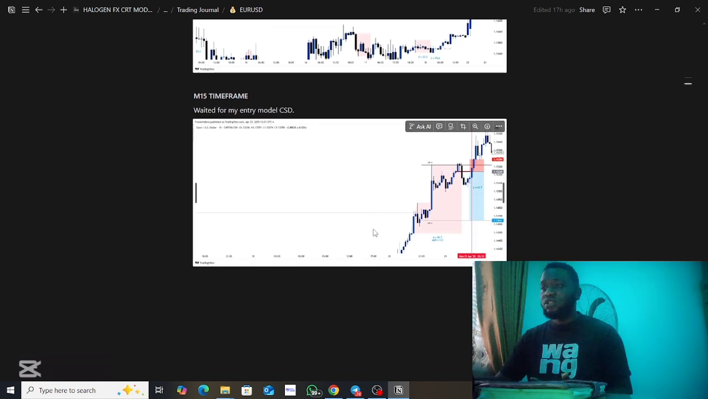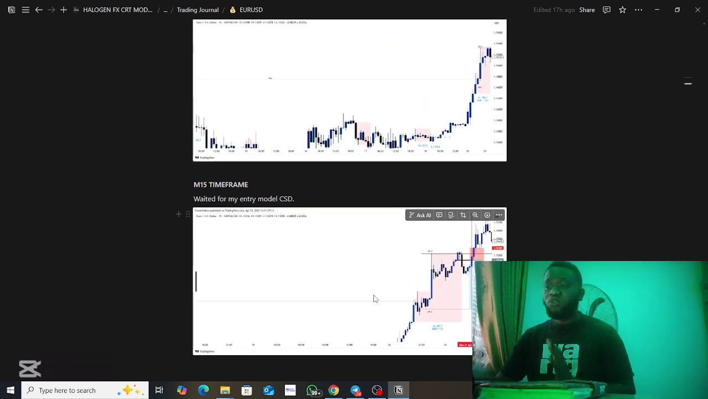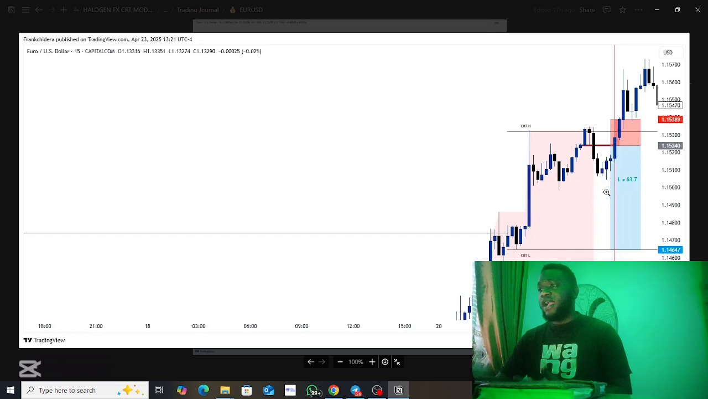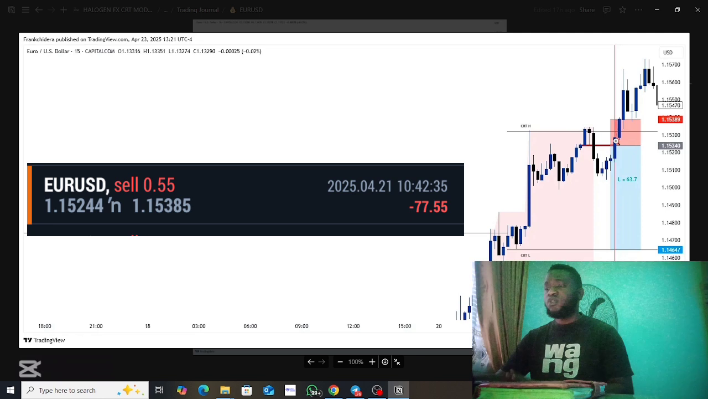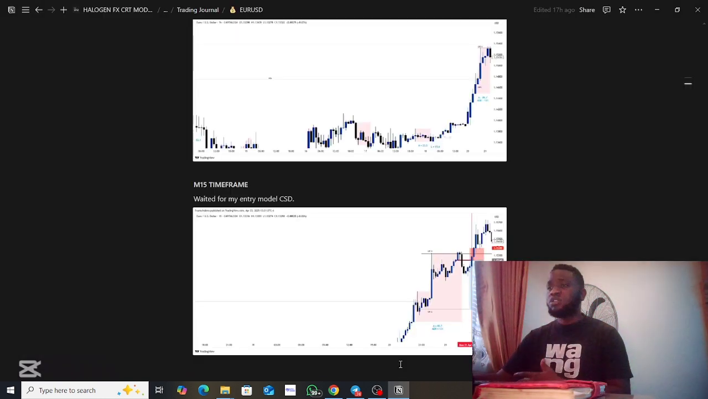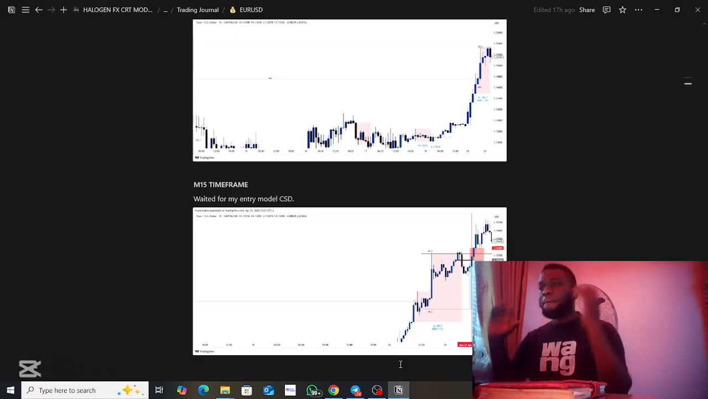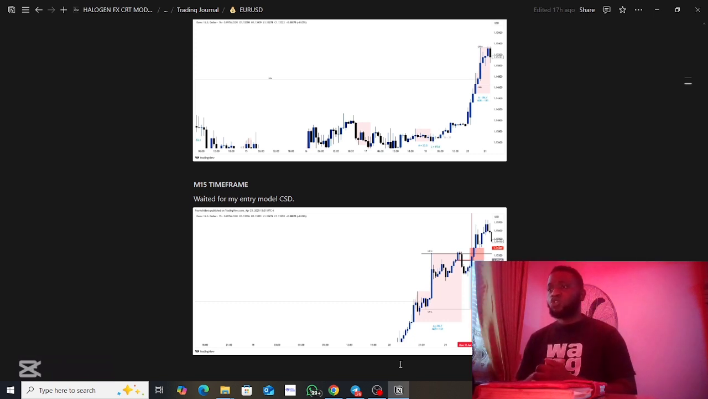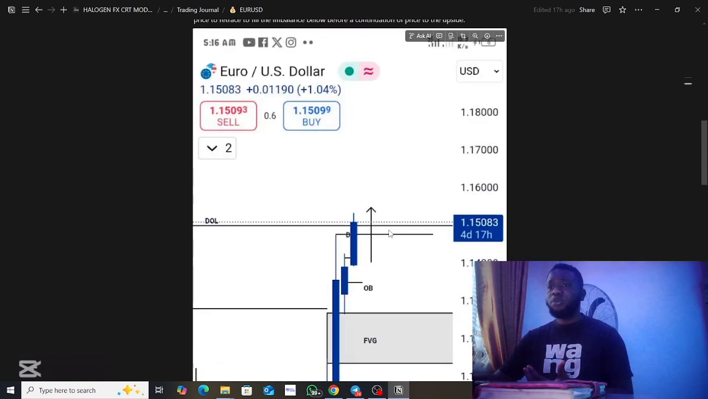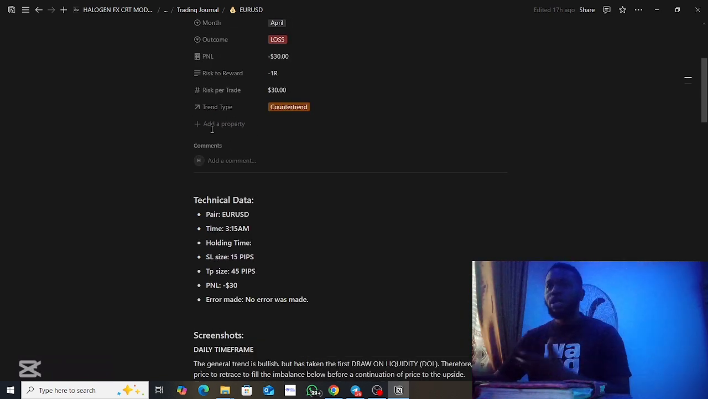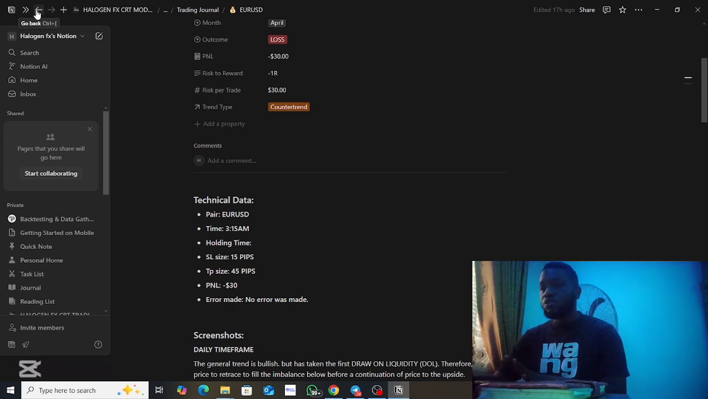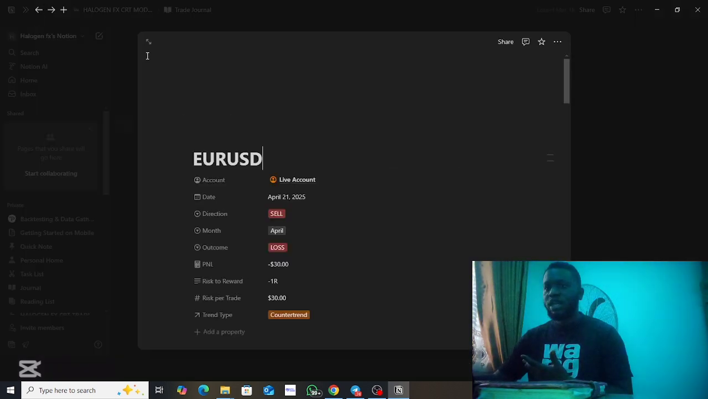After seeing that, I went to my 15-minute time frame to look for my change of state of delivery, which I got here. But guys, it turned out to be a losing trade. After seeing my change of state of delivery, this trade turned out to be a losing trade of 0.5%. The reason why I risked 0.5% was because it's a counter trend. So I said, okay, let me go for 0.5%. Remember, I told you guys in my previous video that this week I was going to be risking 1%. But in this situation, I decided to risk 0.5%.